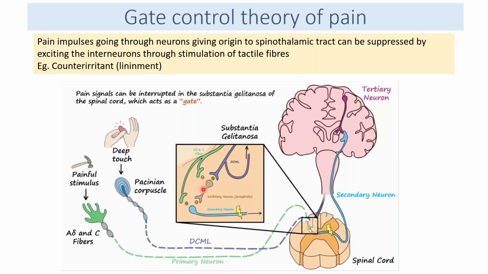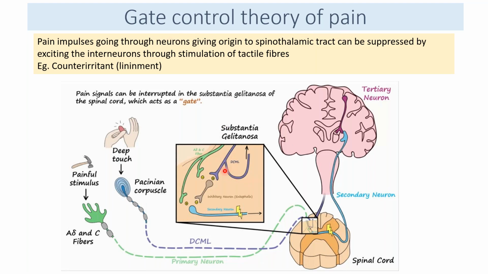These inhibitory neurons, if they are stimulated, are going to inhibit the pain sensation. So you can actually block these pain impulses. By tactile stimulation, you can block the pain sensation, right? This is the gate control theory of pain.